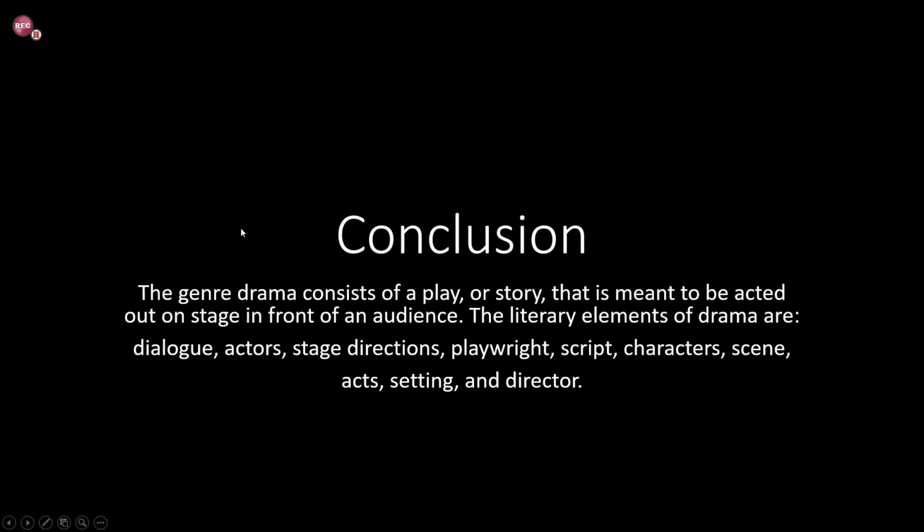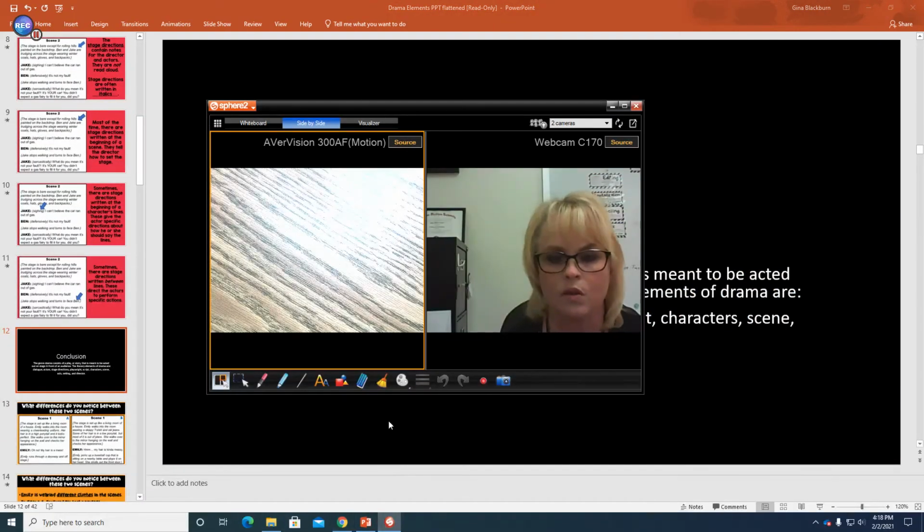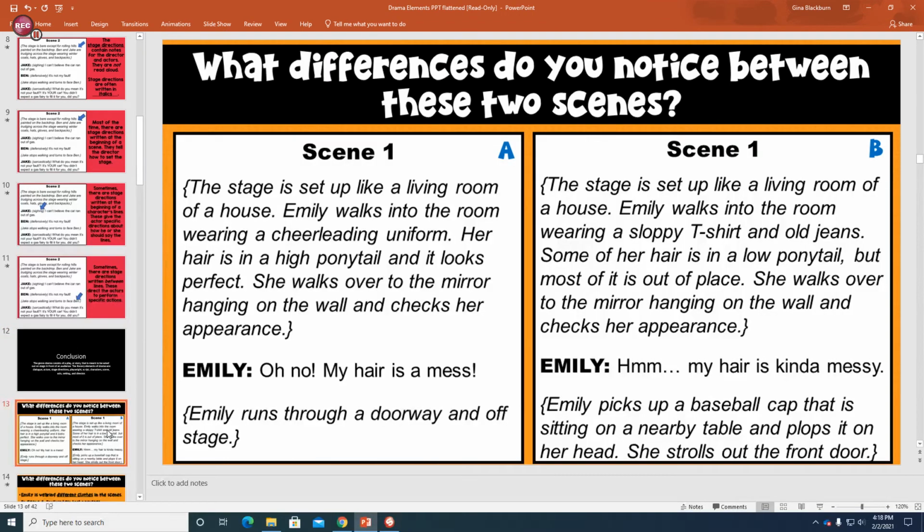All right, so in conclusion, the genre drama consists of a play or story that is meant to be acted out on stage in front of an audience. The literary elements of drama are dialogue, actors, stage direction, playwright, script, characters, scene, acts, setting, and director. So, those are the literary elements, and we will be doing a little quiz right now to kind of test ourselves.